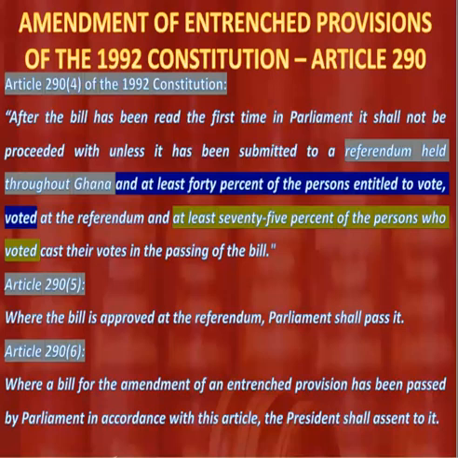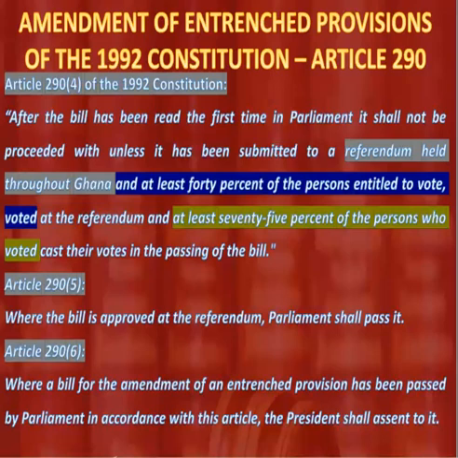So please, after the bill has been submitted to the referendum, 40% of the persons entitled to vote must vote. And at least 75% of the persons who voted must cast their vote in favor of the passing of the bill. And then when the bill is approved at the referendum, Parliament, you don't have an option, you must pass it. When Parliament passes it, then the President must also assent to the bill.